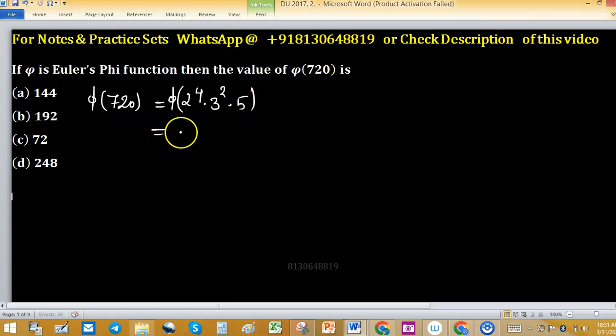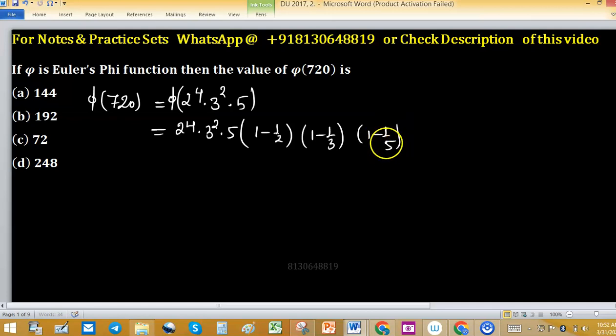After writing this, we have 2 raised to the power 4 into 3 squared into 5 into (1 minus 1 upon 2), (1 minus 1 upon 3) and (1 minus 1 upon 5). You all know how to find the value of the Euler Phi function, and this value is equal to 144.